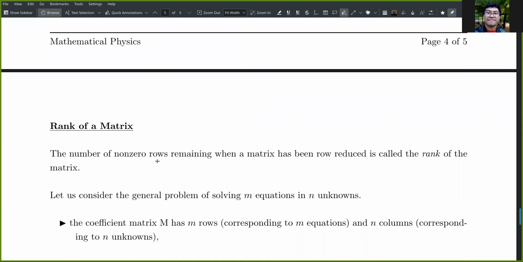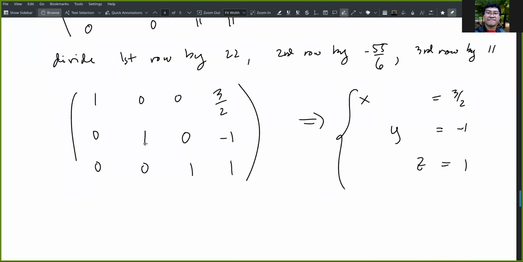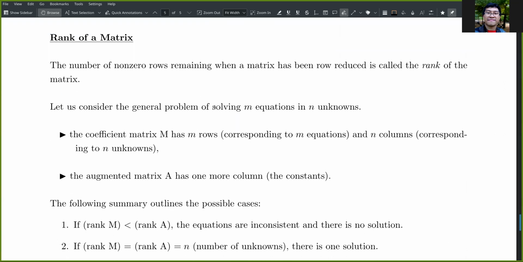In a reduced row matrix, the number of non-zero rows is called the rank of a matrix. So for example, here, this is the reduced form. The number of non-zero rows are 1, 2, and 3, so it has rank 3.